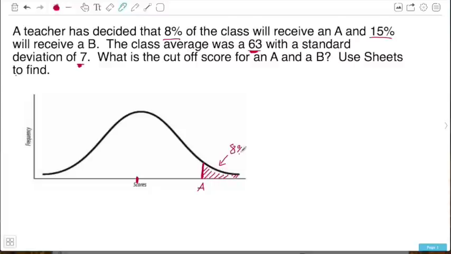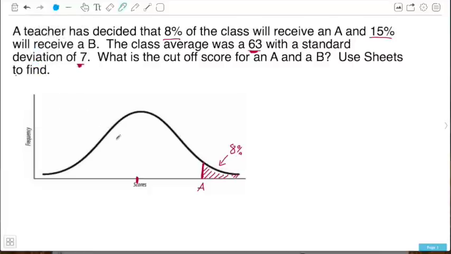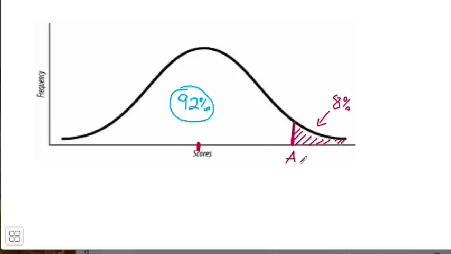If you remember, the curve, even in the computer, is always looking to the left. So the total area under the curve to the left, or the percent of people that would land to the left of that A. Well, if there's 8% on the right, then there's only 92% on the left. So this is the important number you need to solve for what the cutoff score for an A is.